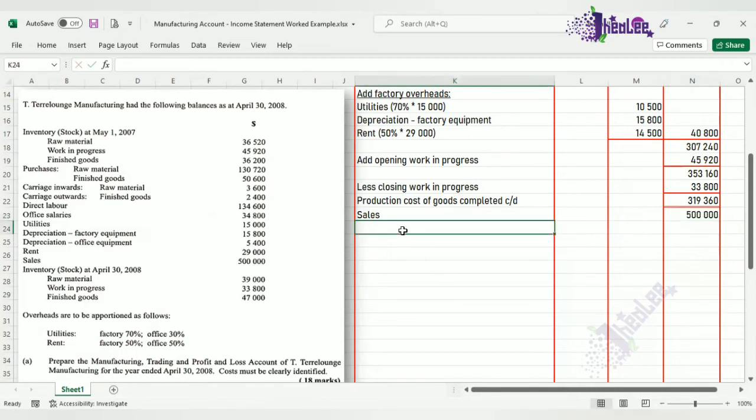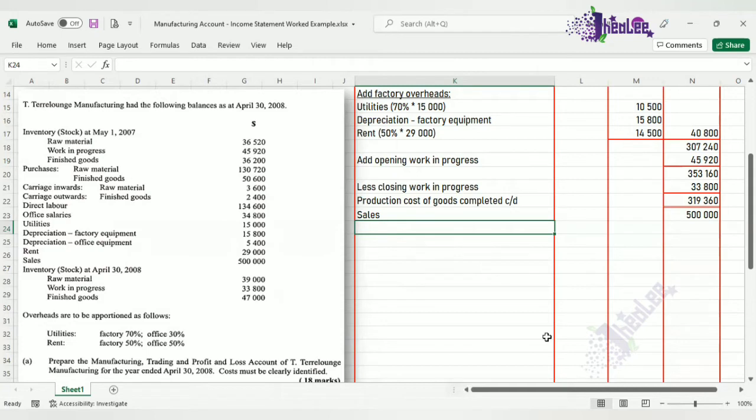Our next step is to look if there is any return inwards on finished goods, and there is no return inwards. Also, people, if you just see return inwards, more likely it is relating to finished goods. Okay, so there's no return inwards in this question.